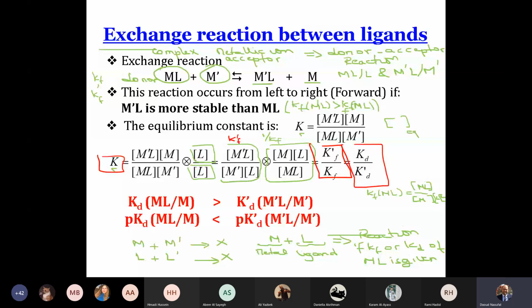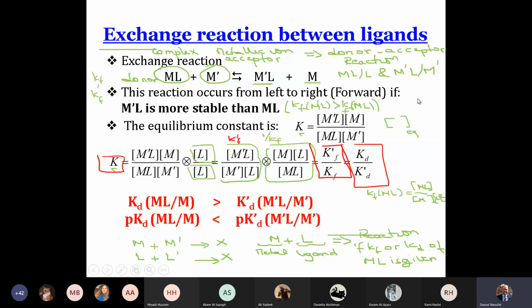Then according to the value of K, if K is very high, I can know that the reaction is favored in direction 1. If K is low, I can say that the reaction is favored in direction 2. And according to the value of K, I will determine the types of calculation. If the reaction is complete, I will work at T equal infinity. If the reaction is incomplete, I will work at the time of equilibrium.